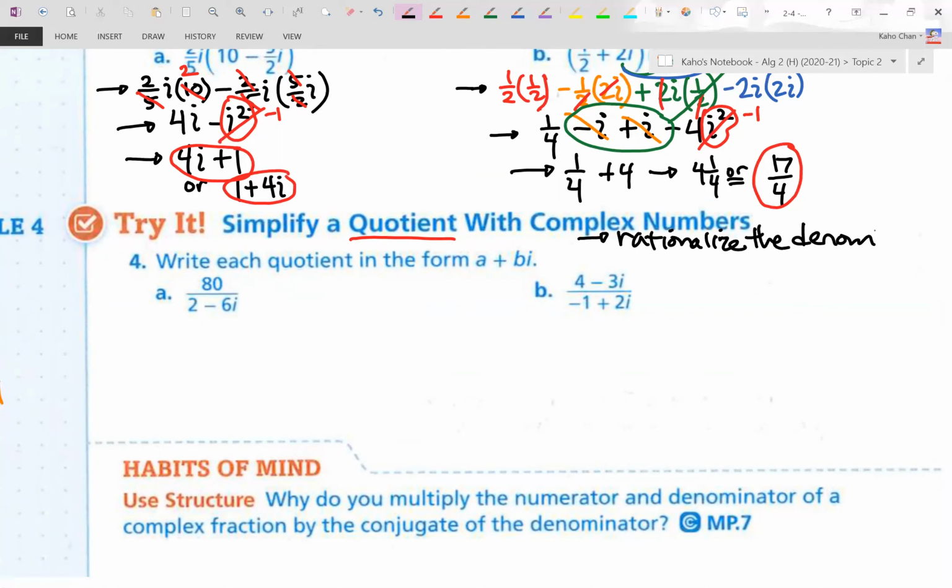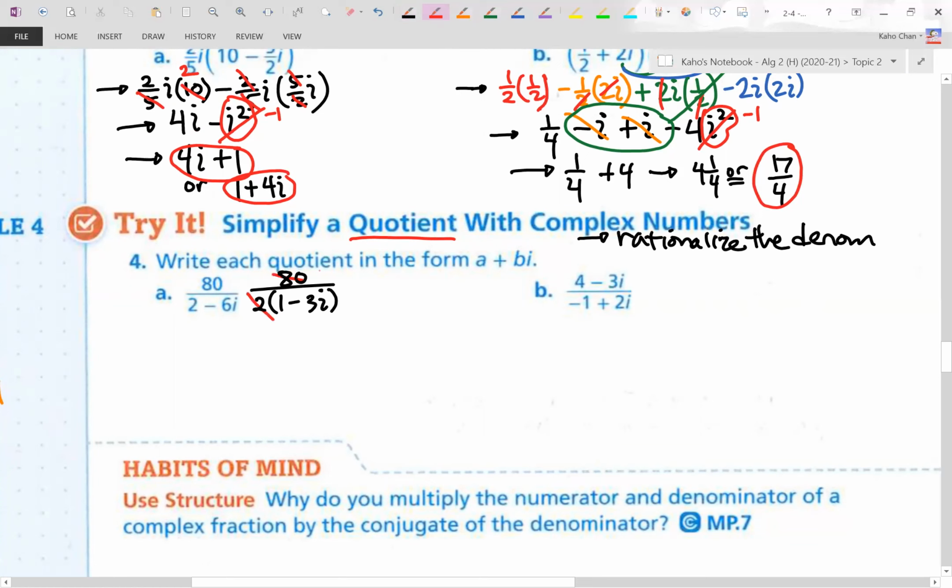I'm not a fan so far because they could have made the numbers a little nicer with 80 and 2 and 6. I mean, right away, I already know that can be reduced. In fact, let's reduce it. Oh my gosh, that's a silly problem to start with. 2 can divide into everything, can't it? If I take out a 2 in the denominator, meaning factor out, that will leave me with a 1 minus 3i. And the 2 goes into 80, 40 times. That makes my life easier, yeah?